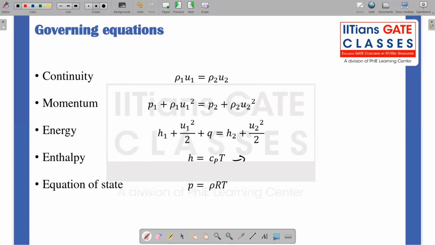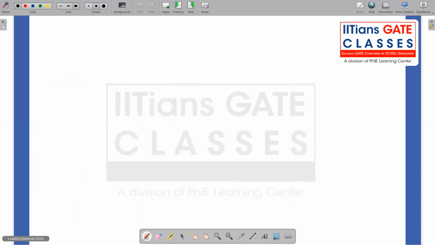So these are the equations I am going to use, and we can reduce the equations to a required form. The first thing we are going to see now is the energy equation. First, we will see what happens to the energy equation. Using the enthalpy relation, I write CpT1 plus u1 square by 2 plus q is equal to CpT2 plus u2 square by 2.